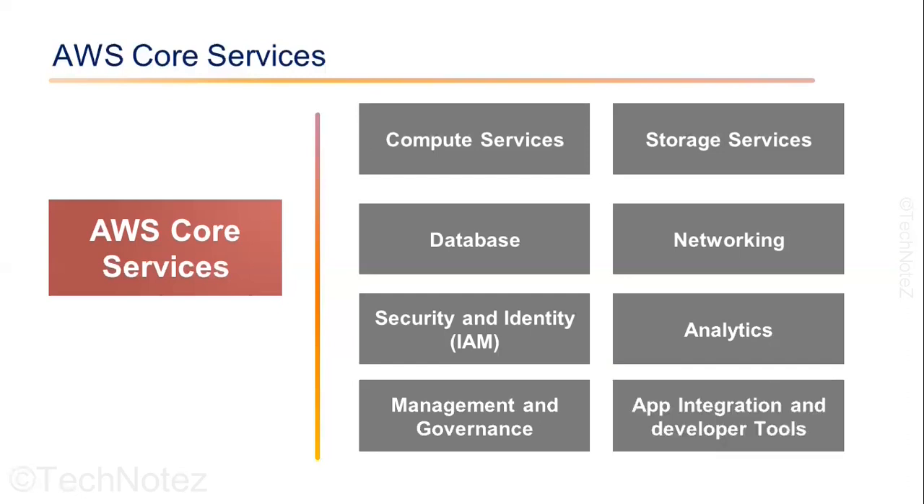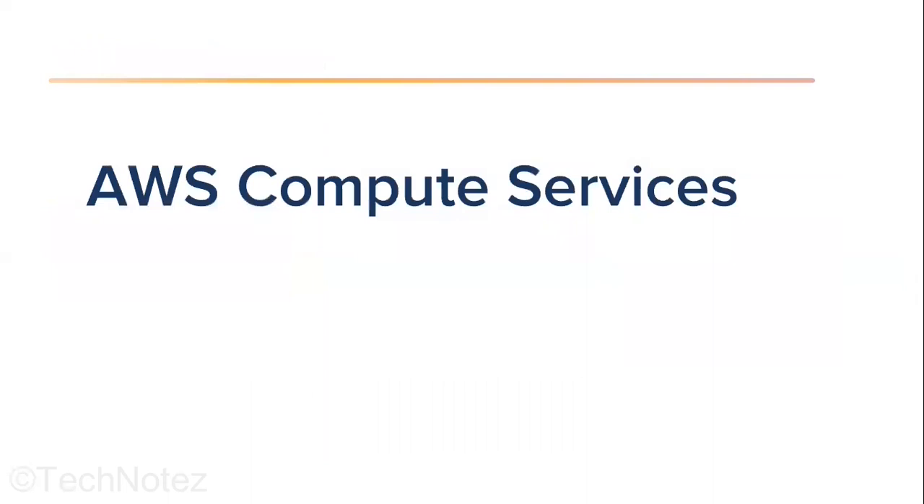Application integration services provide messaging, workflow, and other integration patterns for connecting and coordinating distributed applications. Examples include Simple Queue Service, AWS Step Functions, and Amazon EventBridge. Developer tool services help developers to build, test, and deploy their applications. Examples include AWS CodeCommit, AWS CodeBuild, and AWS CodeDeploy. Let's talk about the compute services first.